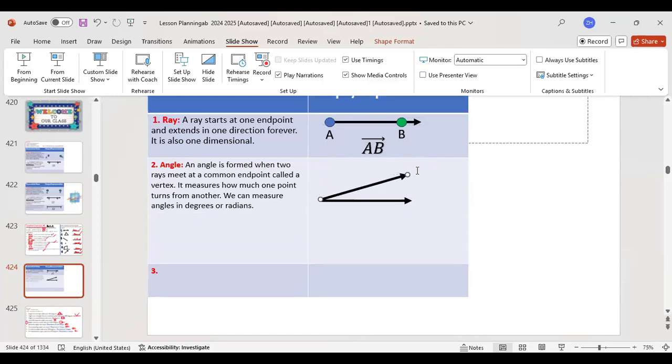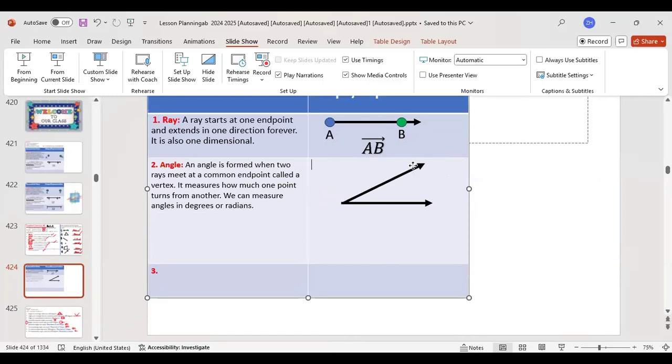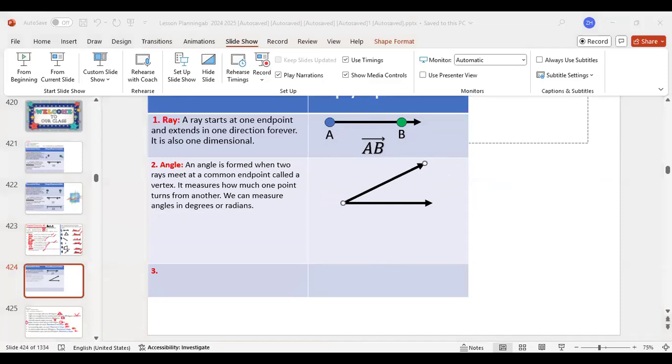So obviously this is an angle right there. You know that there are different types of angles, right? Acute, obtuse, all that stuff. So this one is what type of angle? Acute. Good, it's an acute angle. How do you know it's an acute angle? It's less than 90 degrees. Very good.